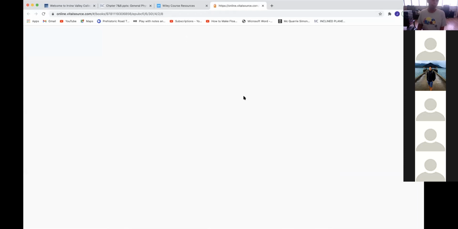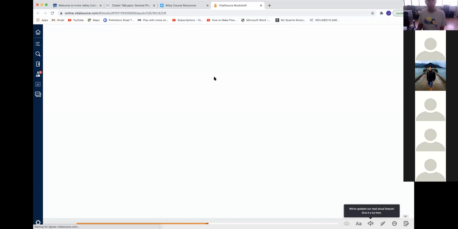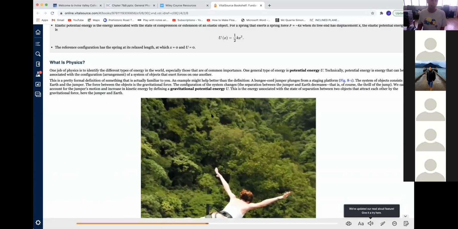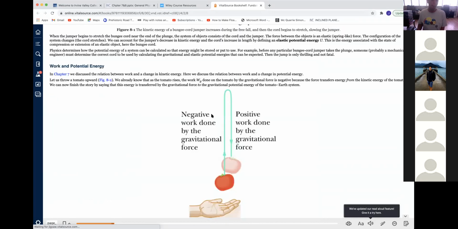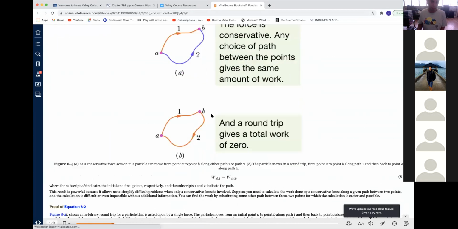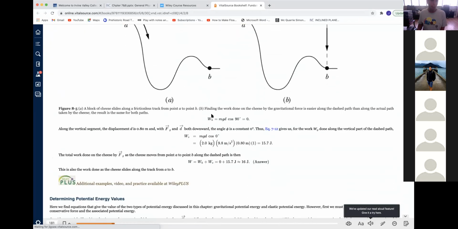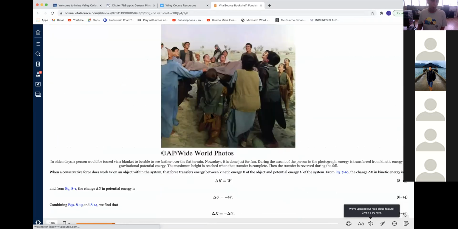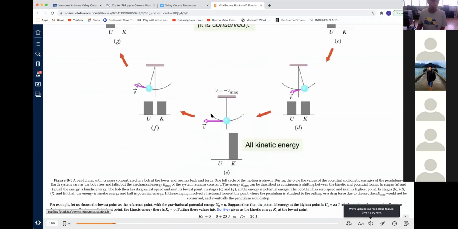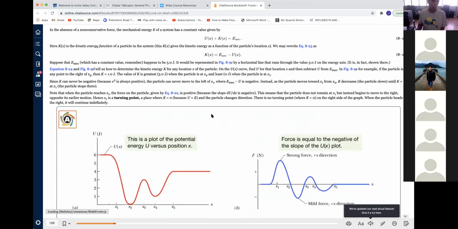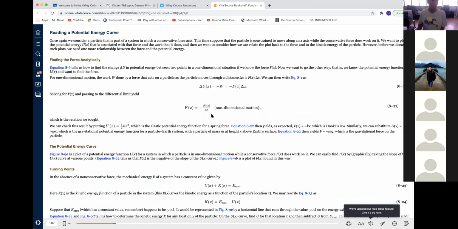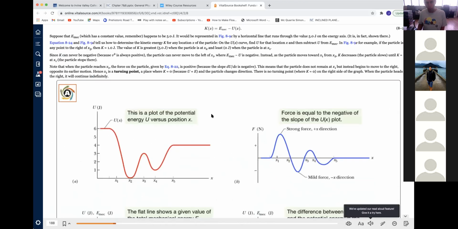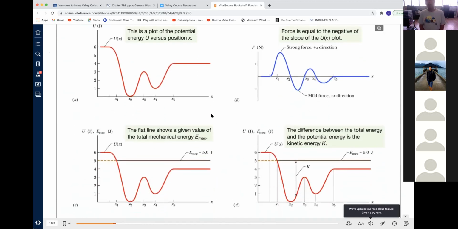So in section 8.3, if this will pull up, 8.3 is all about reading potential energy diagrams. The point of potential energy diagrams is that, and I think I just passed one there. Okay, reading a potential energy curve. So this is a potential energy curve.